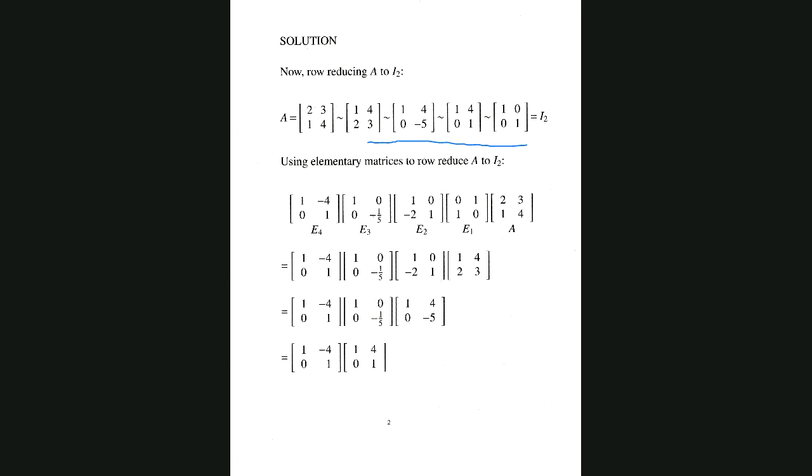Okay, so the first step: we have the matrix 2, 3, 1, 4, and then I do a row operation. I switch the first and second rows, and that matrix becomes 1, 4, 2, 3. And then I want to get a 0 where the 2 is. So we'll multiply the first row by -2 and add it to the second row and replace the second row by that result.